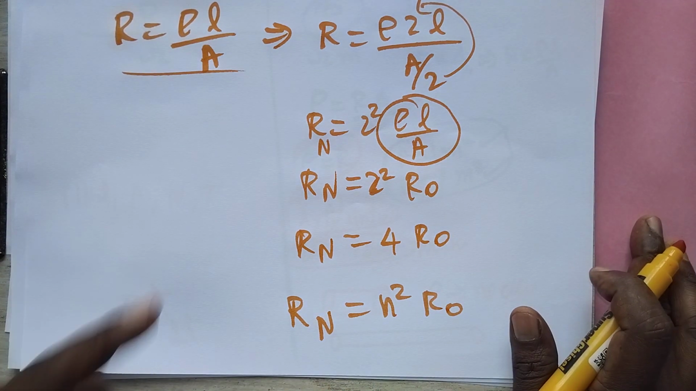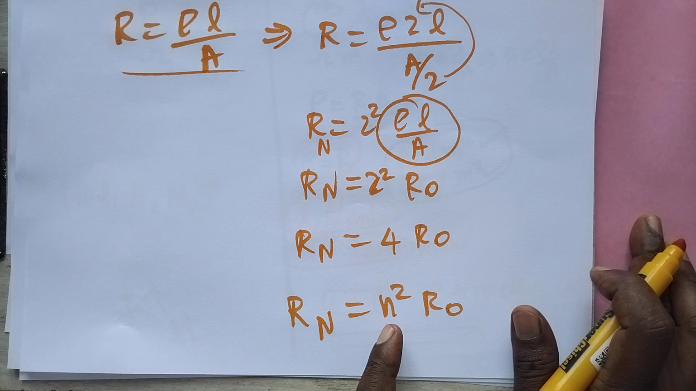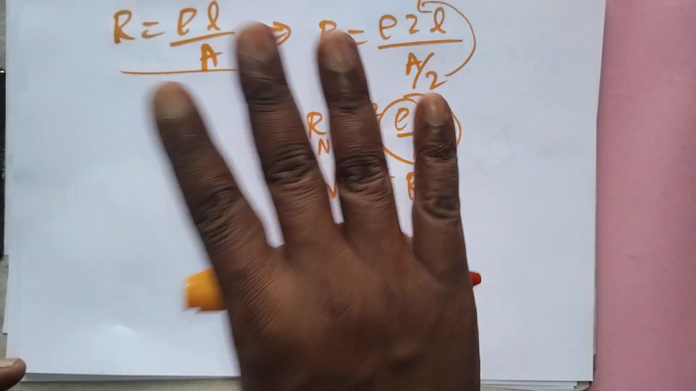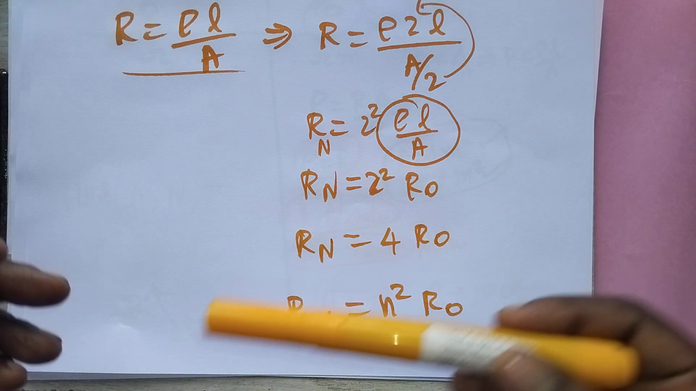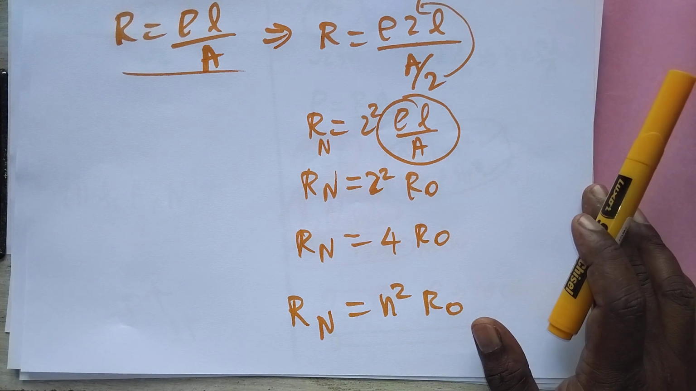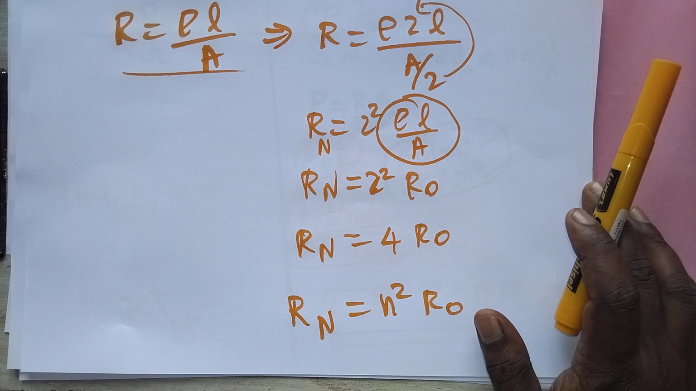In case we take 3 times, 3 square, how much will we get? 9 times the resistance increases. In case we stretch 4 times, 4 square will be 16 times increase. So in a stretching problem, the resistance will increase n square times. 2 means 4, 4 means 16, 5 means 25 times the value will increase.